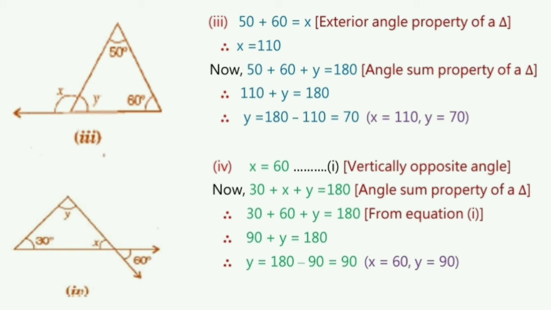Here, x and y are given. The third angle, with value 30, is given. And the vertically opposite angle of x is also given. The value of that is 60. Now, the value of x is equal to 60 because it's a vertically opposite angle.